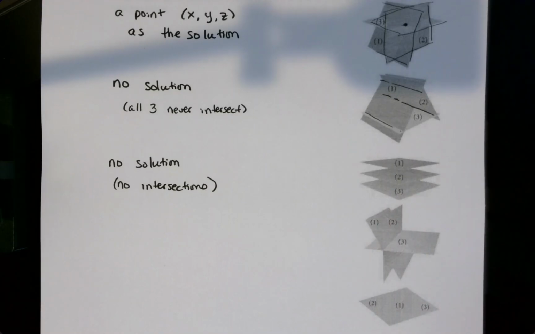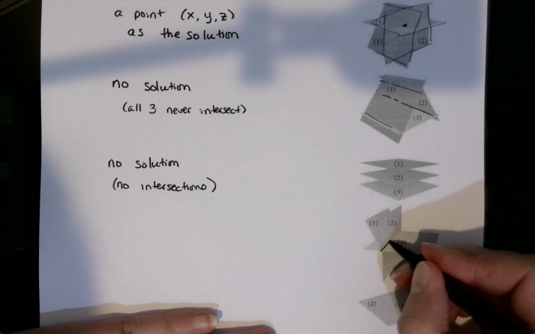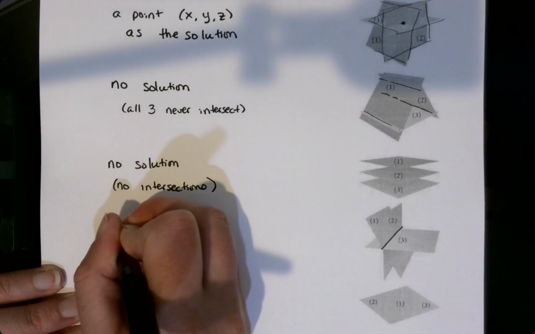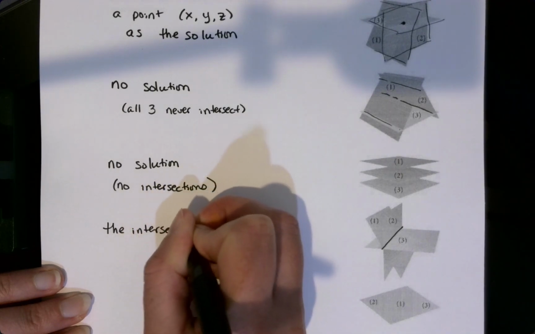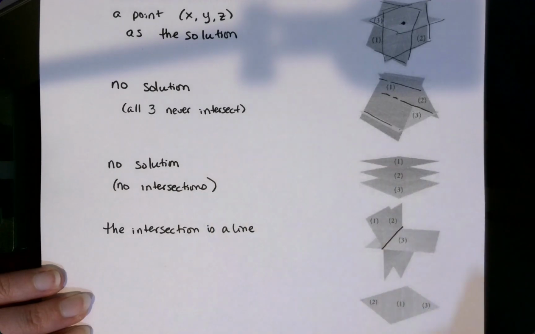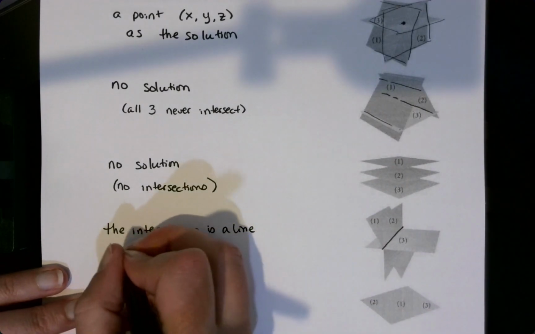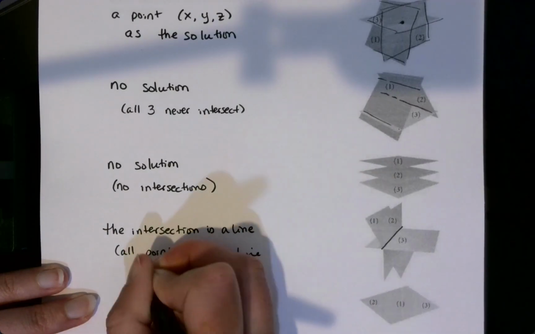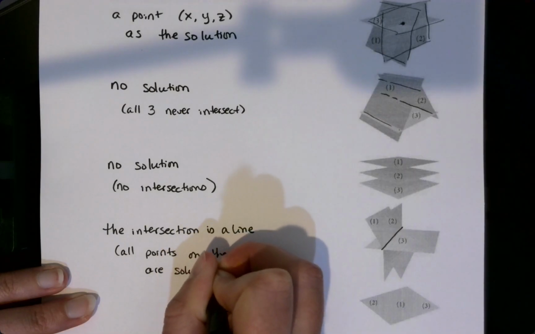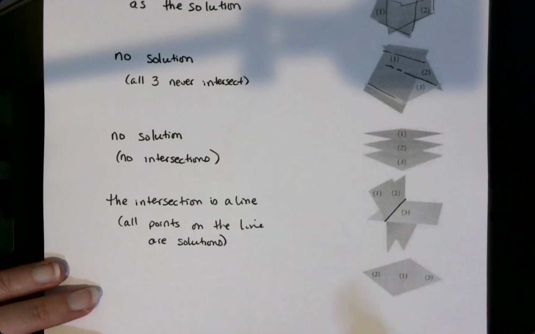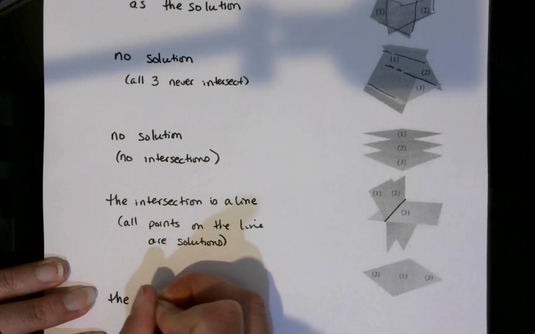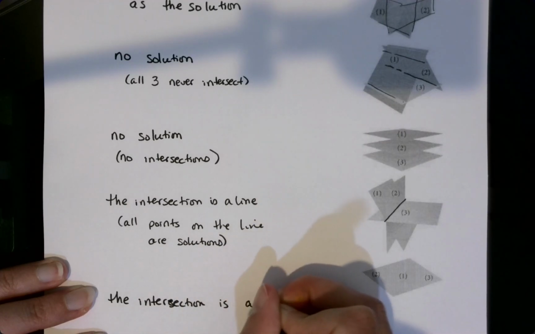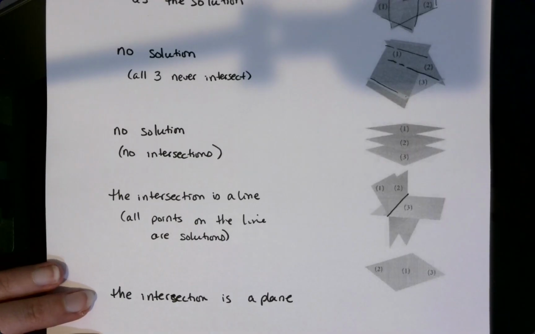And then in terms of many solutions, in this case, all 3 intersect in a line. So all points on this line are solutions. Or all 3 planes could be identical. So the intersection is a plane. All points on the plane are solutions.